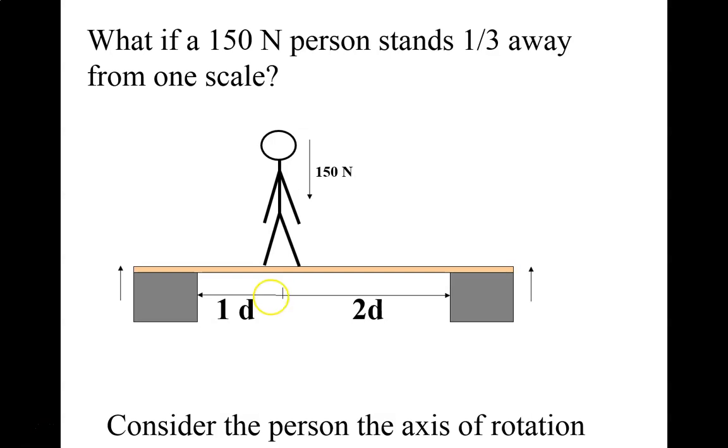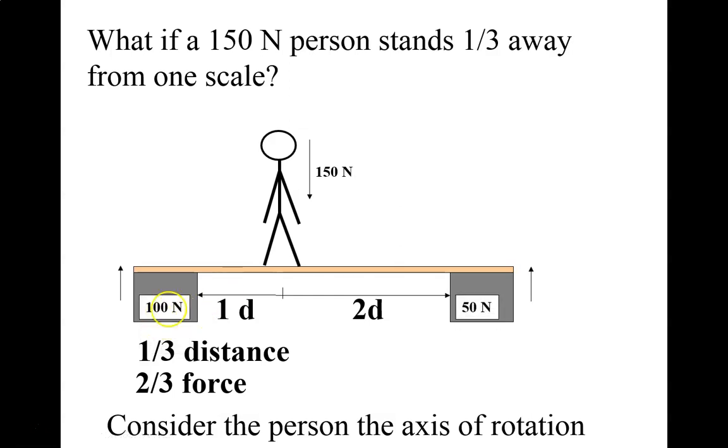The other way you can think about it is if this is 1/3 the distance, and this is 2/3 the distance, this needs 2/3 the force, and this gets 1/3 the force. So the fractions just kind of flip like that. So if this needs 2/3 the force, 2/3 of 150 is going to be 100. So this scale reads 100, and this scale reads the remaining 50.